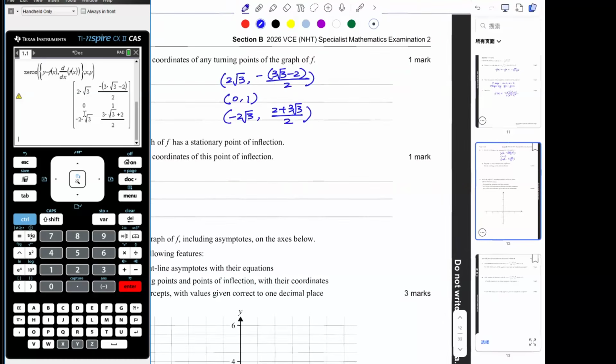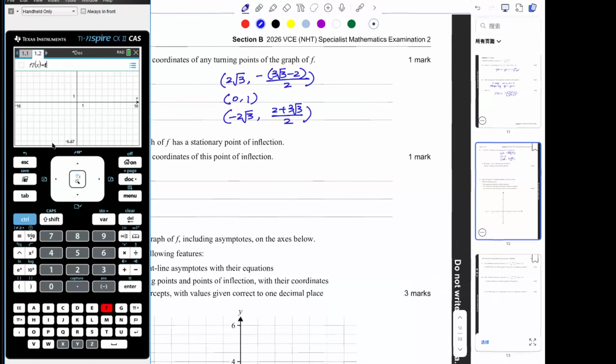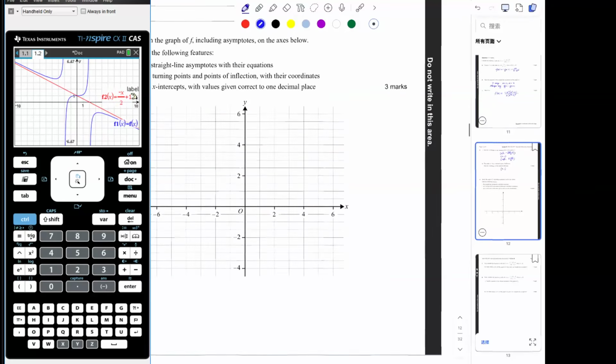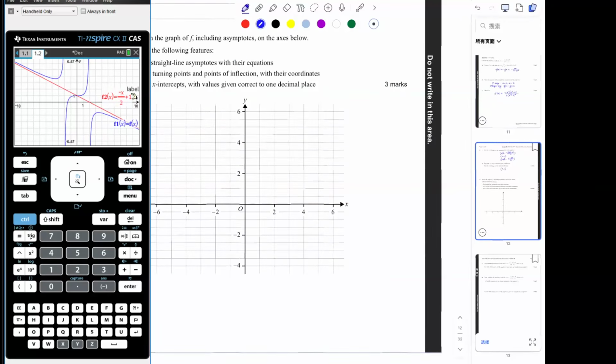And the point of inflection, if you quickly plot the f of x, you would see there is a stationary point of inflection at 0, 1. And then we would like to draw the graphs. Notice that there's an oblique asymptote, which is minus half x plus 1. So that's the first thing I'm gonna draw.